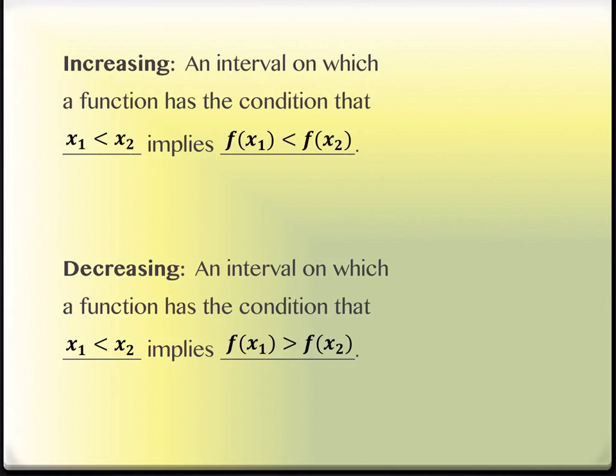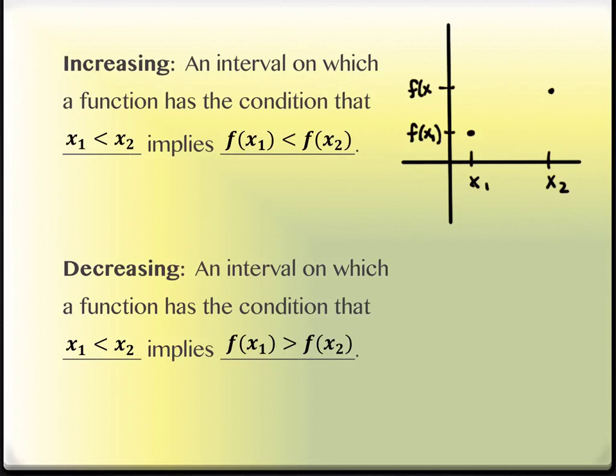So what does that look like visually? Well, along the x-axis, if the x1 value is before the x2 value, that's what this is referencing. It's telling you that the y value corresponding to the x1 value, this is f of x1, lies below the y value corresponding to the x2 value. This is f of x2. And somehow these are connected. They can be connected in whatever way you'd like, but the idea is that one is higher than the other.